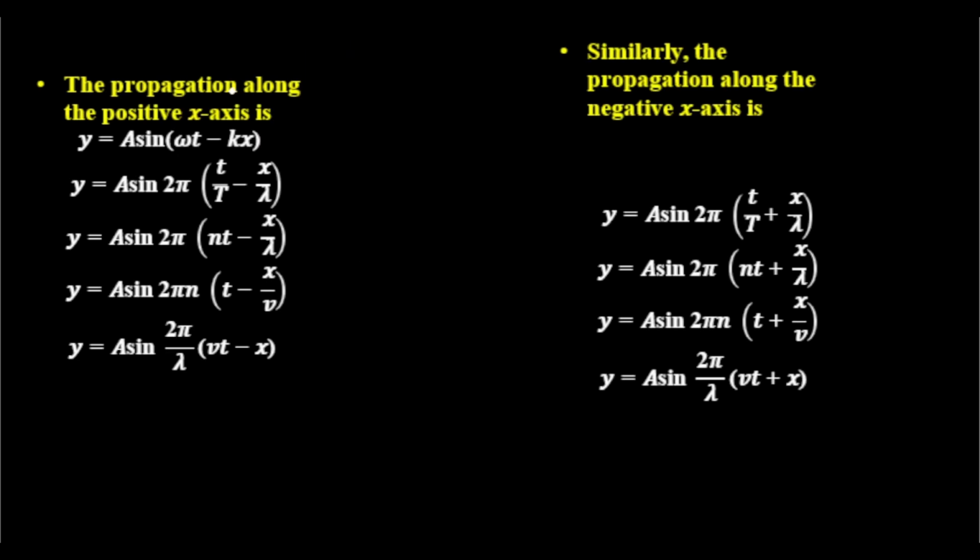Now, propagation along the positive x-axis: y is equal to a sine (omega t minus kx). After substituting omega and k values, what more we can get, I have put up here: y is equal to a sine 2 pi (t by T minus x by lambda), a sine 2 pi (n t minus x by lambda), a sine 2 pi (n t minus x by v), a sine 2 pi by lambda (v t minus x). Similarly for propagation along the negative x-axis, the only change is the sign, which becomes positive.